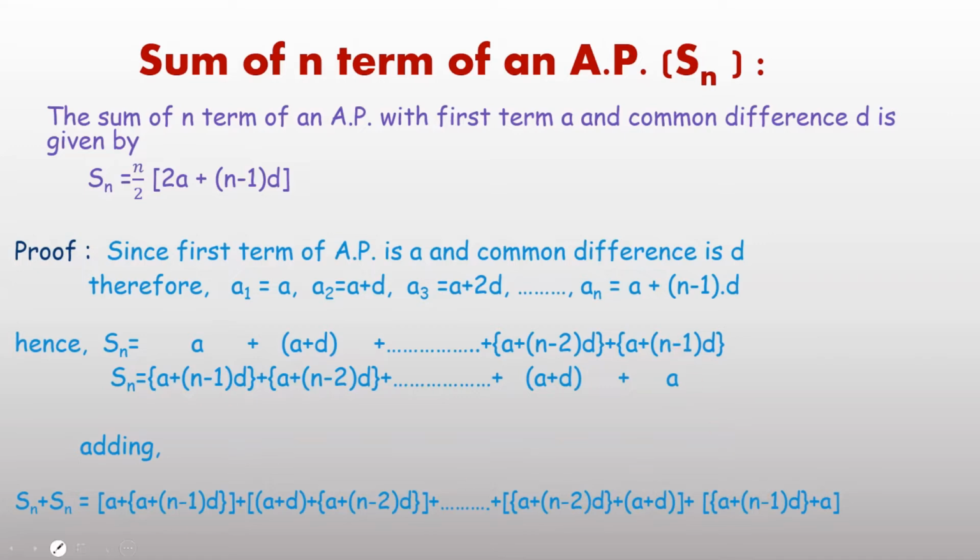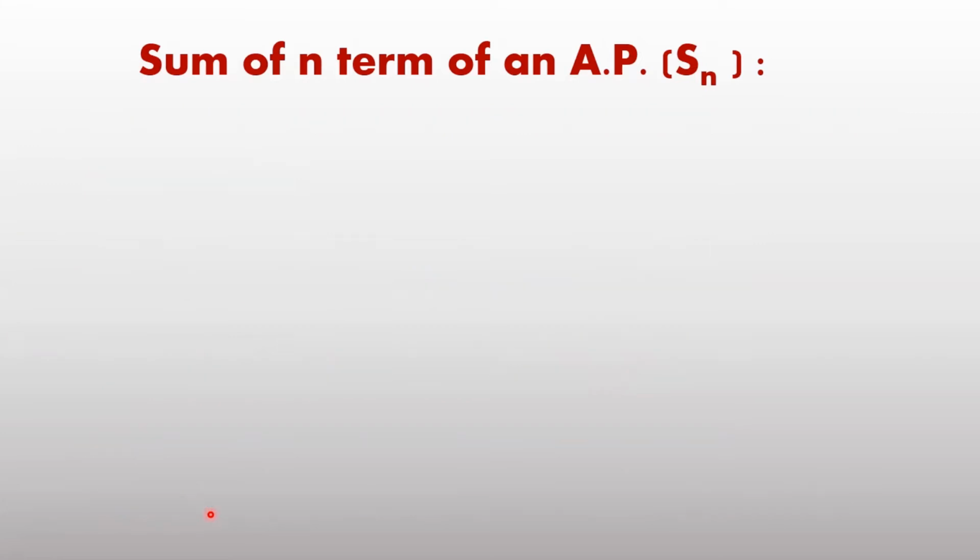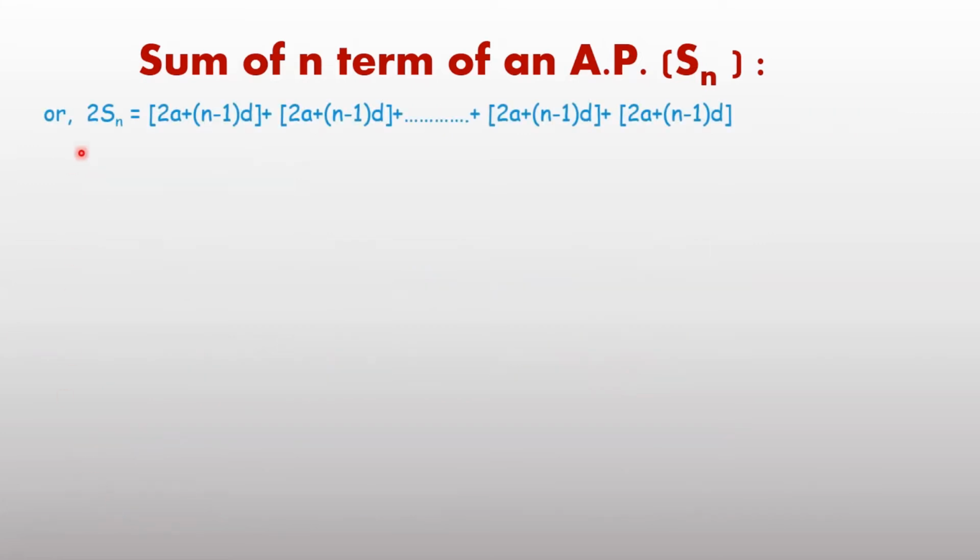If you observe carefully, here open the bracket, a plus n minus 1 into d, duplicate: a plus a means 2a plus n minus 1 into d. Next we can write Sn plus Sn as 2Sn, in bracket 2a plus n minus 1 into d, plus second bracket, again after simplifying you will get 2a plus n minus 1 into d. Here again 2a plus n minus 1 into d, and the last term is again 2a plus n minus 1 into d. Each and every term value is the same.